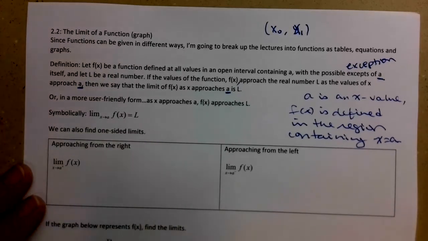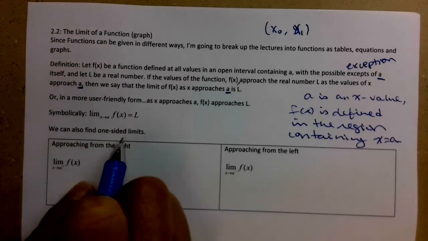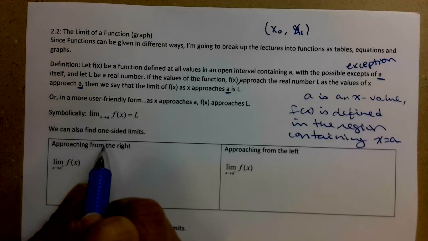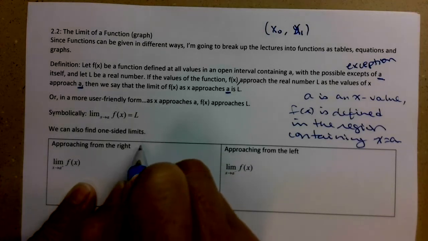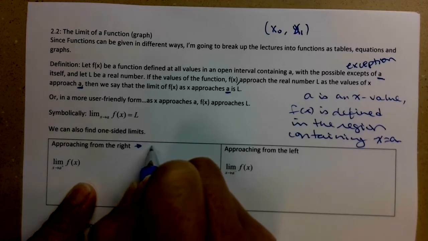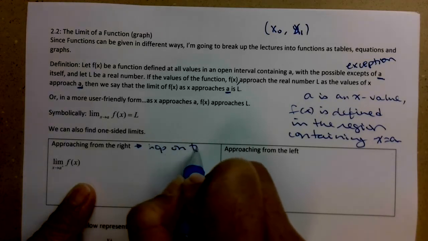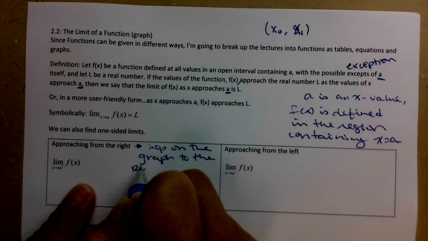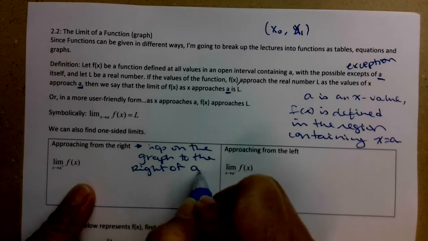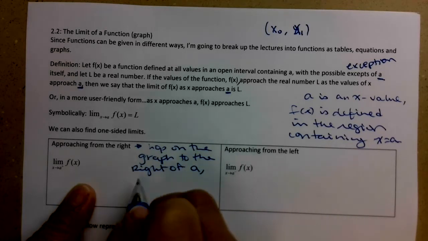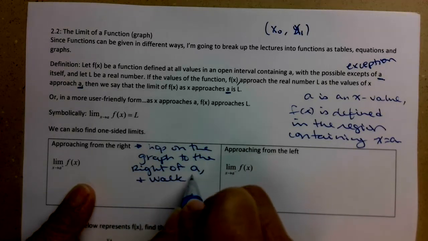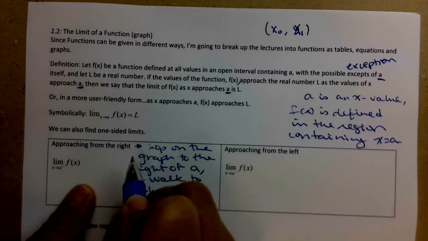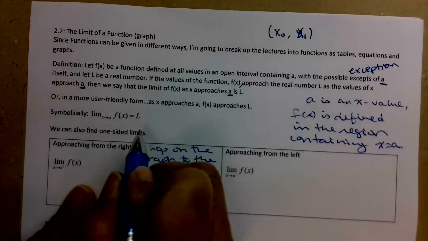And then before we get into those, I want to let you know that we might also find one-sided limits. So what that's going to mean, so we can approach from the right. The way you can think about it is hop on the graph to the right of x equals a, and walk to the left. So approaching from the right means you start on the right-hand side and you go in towards a.